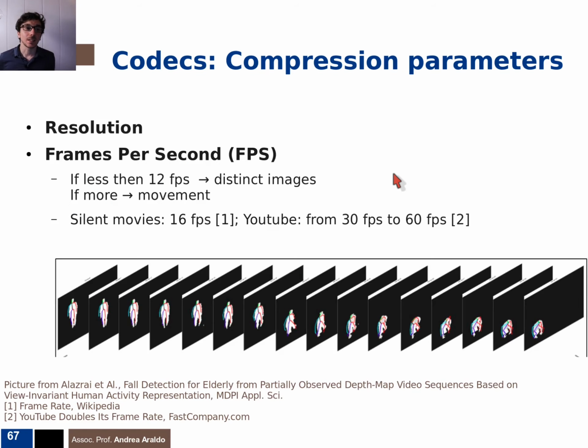Another parameter is the frames per second. A video is nothing more than a sequence of pictures. And the more pictures you have for each second, the more fluid the image and the movements will be. Actually, old silent movies had 16 frames per second. Now in YouTube you can find videos of 30 frames per second up to 60.